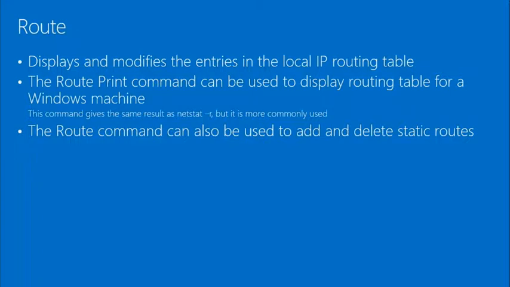The IP routing table has similar functionality. The route print command can be used to display the routing table and is very similar to netstat -r. The route command can also be used to add and delete static routes, and we'll talk about the difference between static and dynamic routes later. It's very exciting. You should stay tuned.